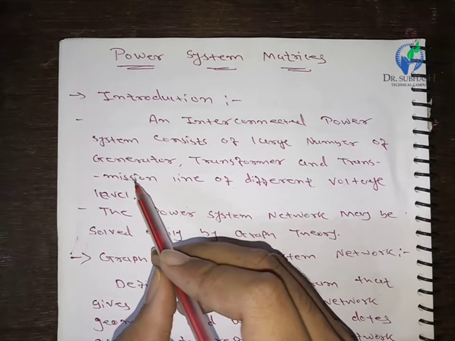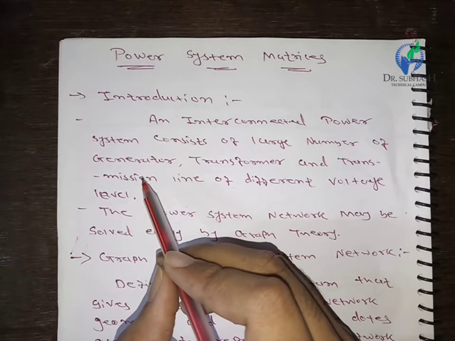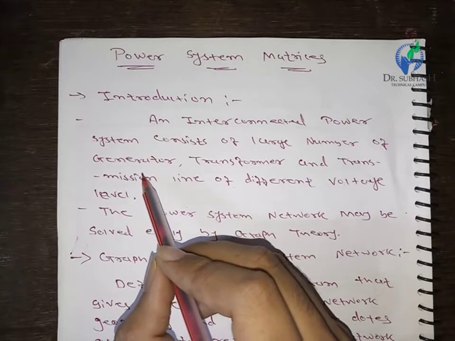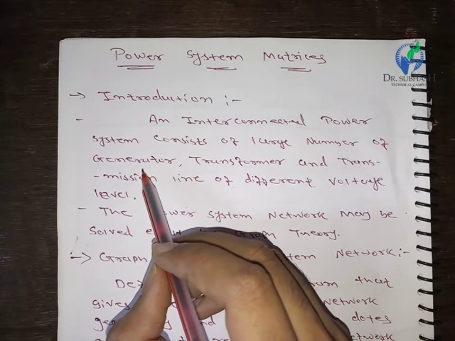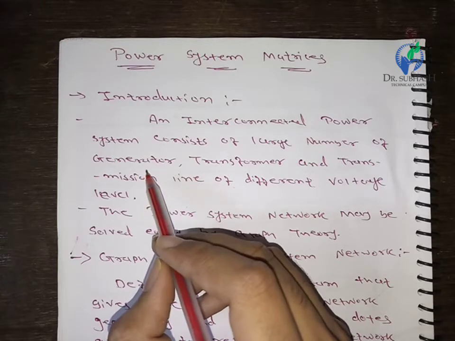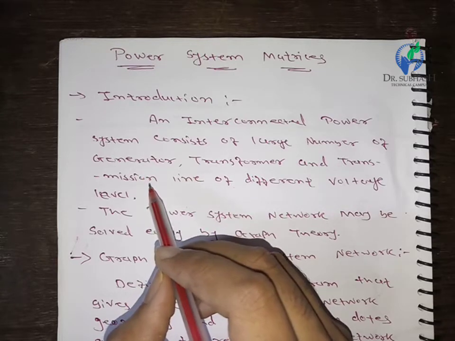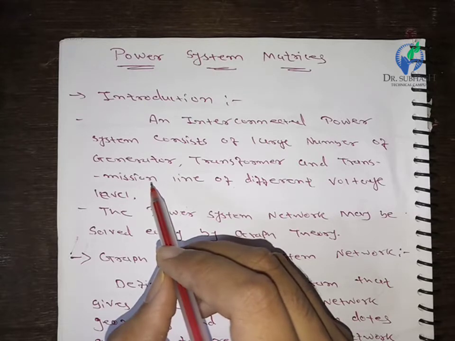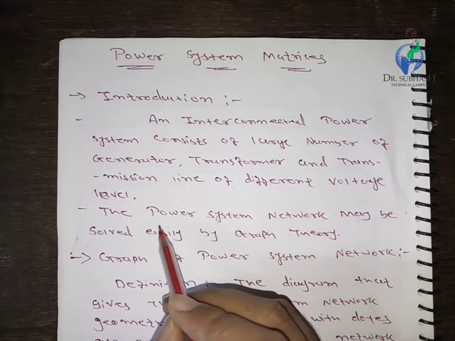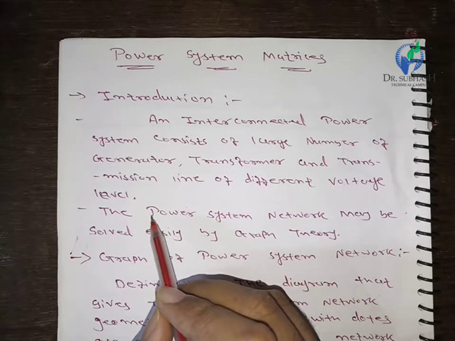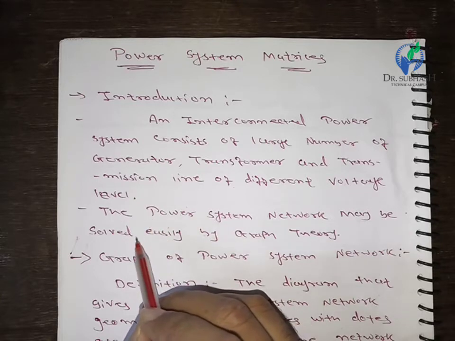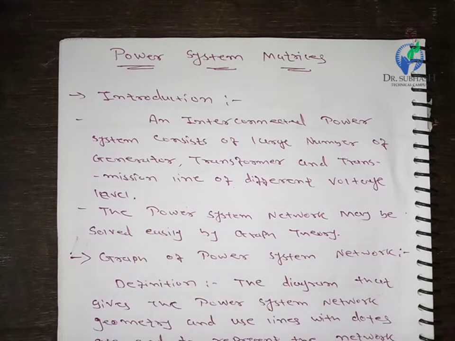हम जानते हैं कि interconnected power system is various connected network. इसके अंदर जनरेटर, ट्रांसफॉर्मर और वेरियस ट्रांसमिशन लाइन होती है और वो डिफरेंट वोल्टेज के ऊपर वर्क करती है. In the power system network can be solved easily by graph theory.